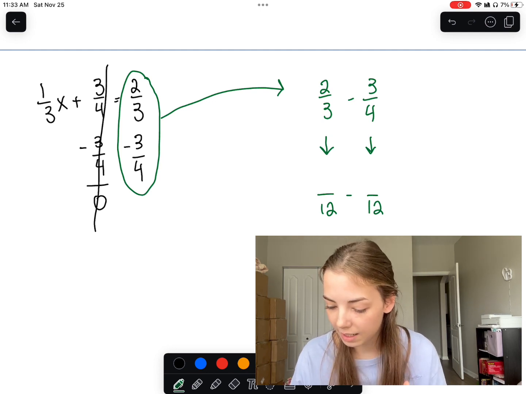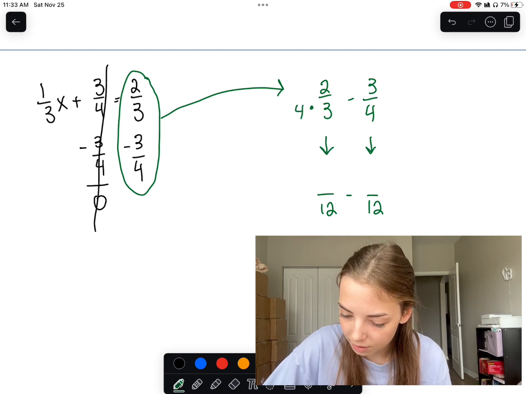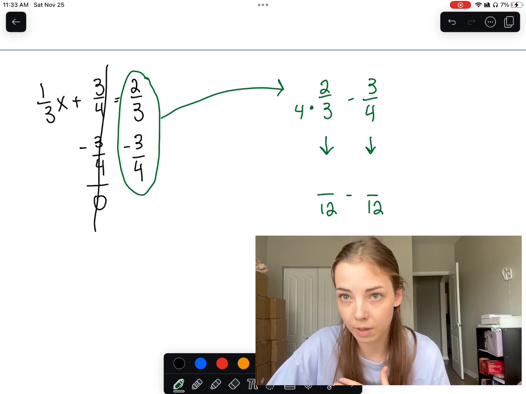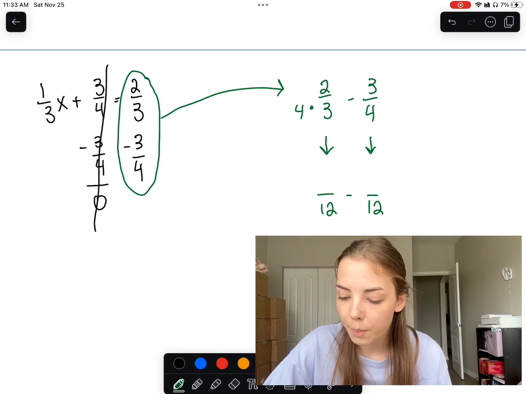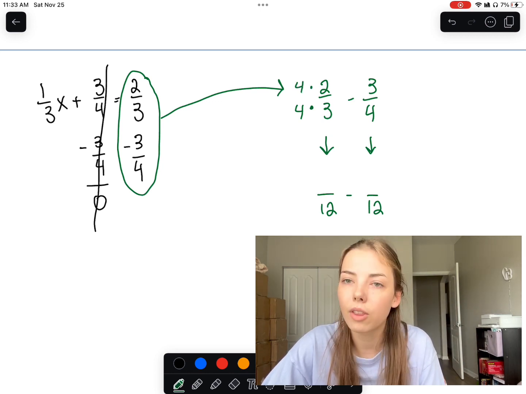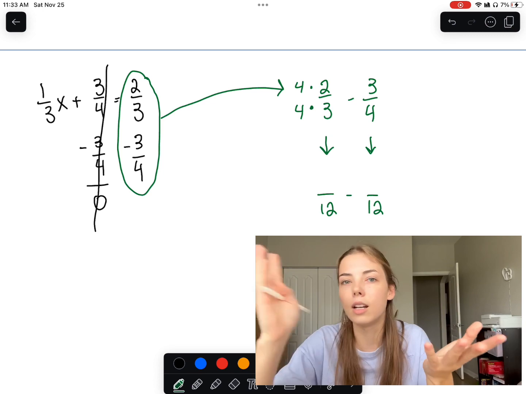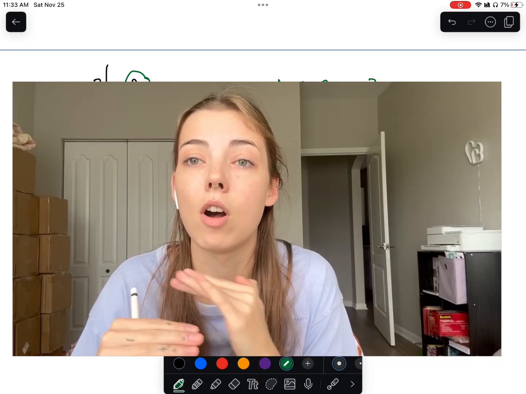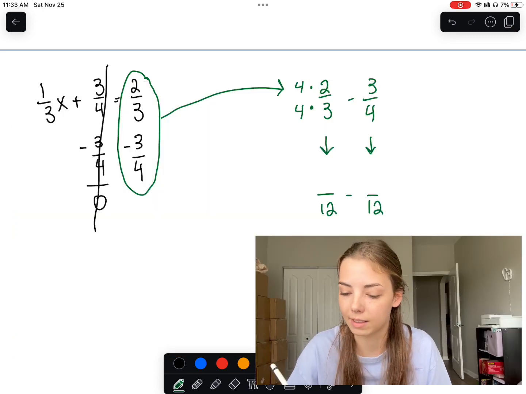So how did we get 12? Well, we multiplied this 3 by a 4 to get 12. 4 times 3 is 12. But what we do to the bottom of the fraction, we have to do to the top. Just like with our multi-step equations, what we do to one side, you got to do to the other. Math is all about balance. We always have to balance things.